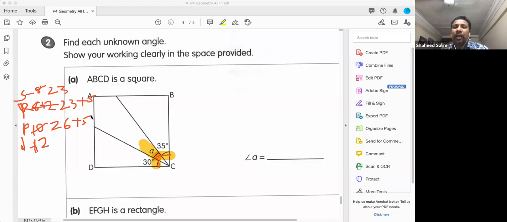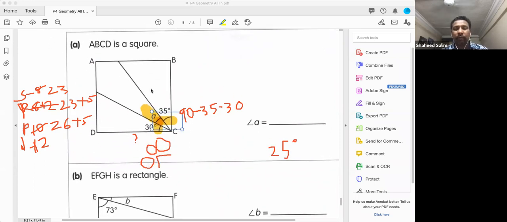Okay. They're asking how many degrees is this one? I repeat, this plus this plus this is equal to 90 degrees. So you take 90 minus 35, and then after that, minus 30. What do you get? You get 25 degrees. So congratulations to the two boys. Now we move on to the next one.